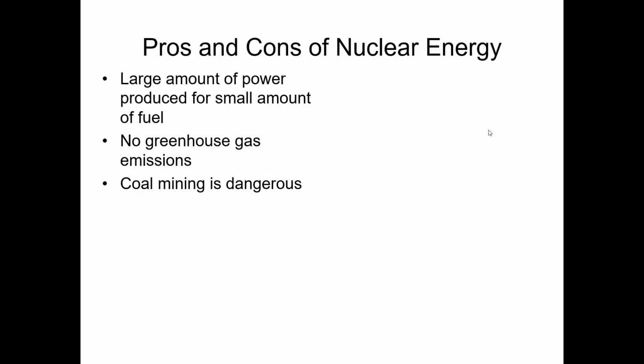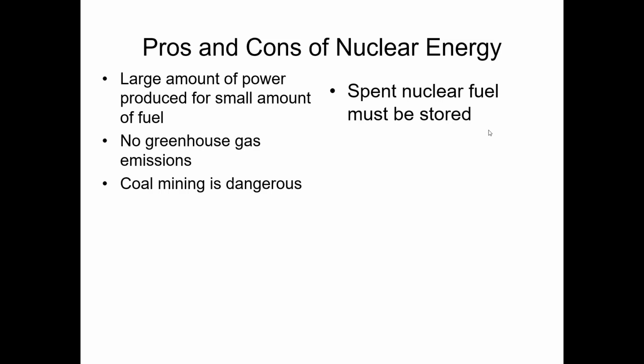Another advantage is that coal mining is dangerous, right? And so you might say, well, uranium mining could be dangerous too. And while that's true, you only need to mine so much uranium to generate the same amount of energy that you would compared to how much coal you would have had to mine otherwise. Okay, so because there's less uranium that you have to mine, it doesn't pose as much of a hazard to the lives and livelihoods of the people doing the mining. So those are the main advantages of using nuclear energy.